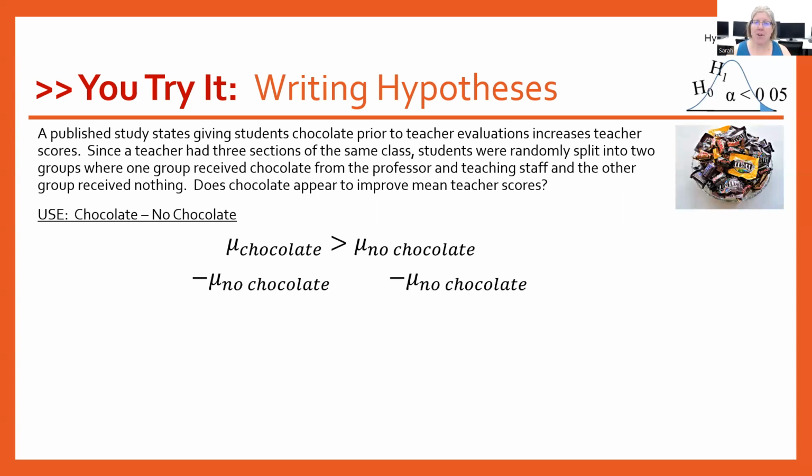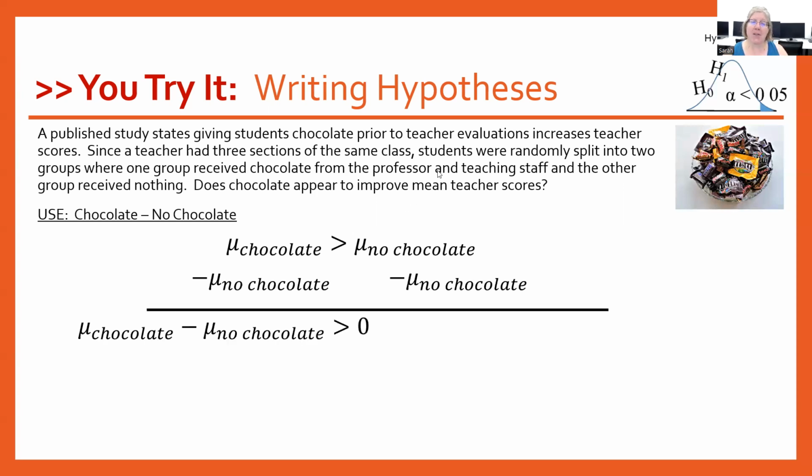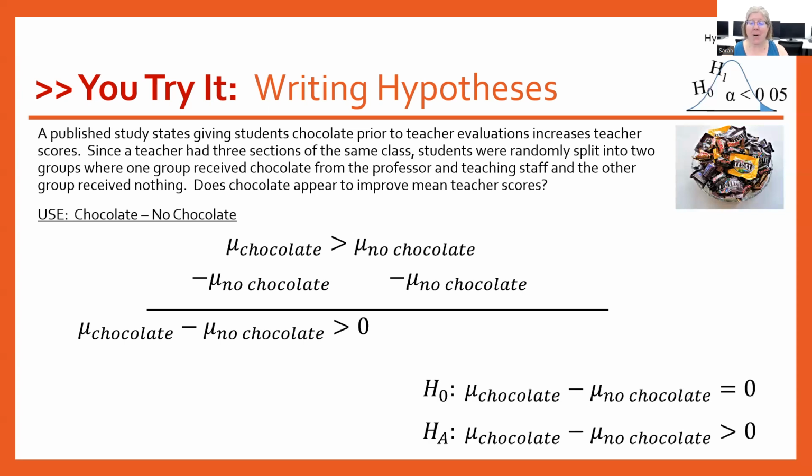I've subtracted mean of no chocolate from both sides. And so what we get is that the mean of chocolate minus the mean of no chocolate is greater than 0. Okay, and so that's our alternative hypothesis. So my null was mu of chocolate minus mu of no chocolate equals 0. And my alternative is mu of chocolate minus mu of no chocolate is greater than 0.